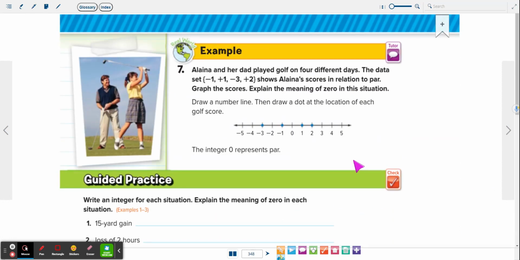All right. On to page 348. We have example 7. Elena and her dad played golf on 4 different days. The data set -1, +1, -3, +2 shows Elena's scores in relation to par. Graph the scores. Explain the meaning of 0 in this situation. So we draw the number line, then draw a dot at the location of each golf score. So they did this. They have -1, +1, -3, +2. The integer 0 represents par.